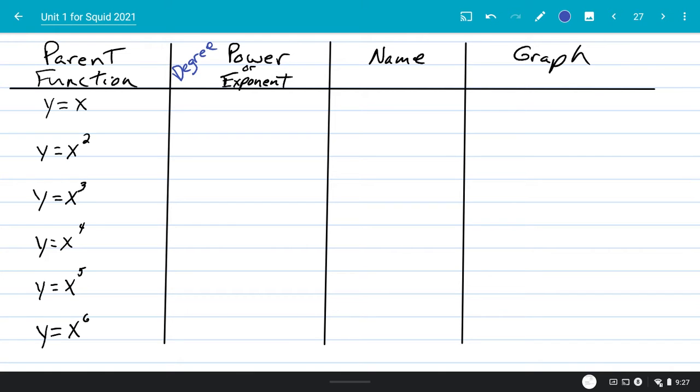For example, y equals x. What degree is that to? It is to the first degree. Does that make sense? y equals x squared. What power or exponent is that one to? It's to the second degree, or power or exponent. The next one down, y equals x cubed, or to the third. What degree, power, or exponent is that one to? It's to the third degree.